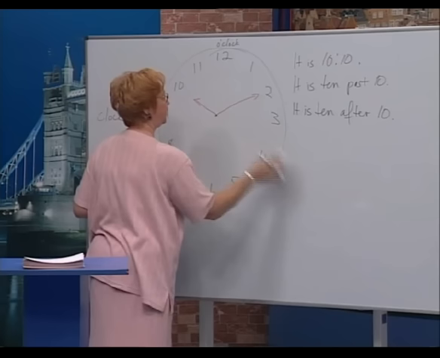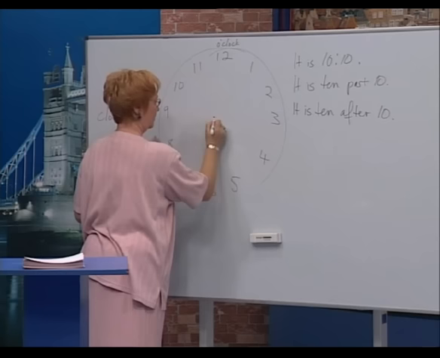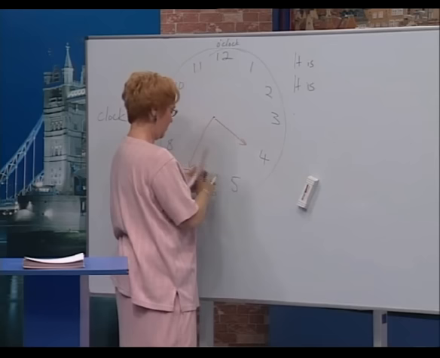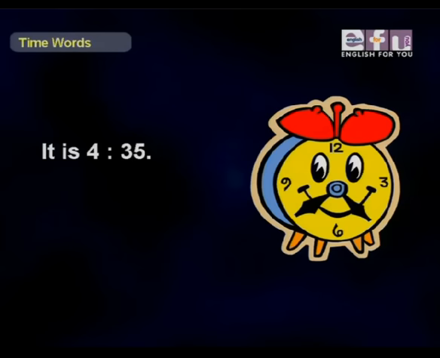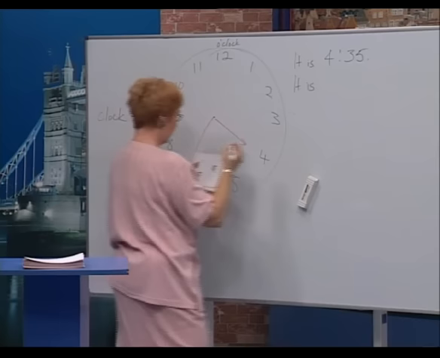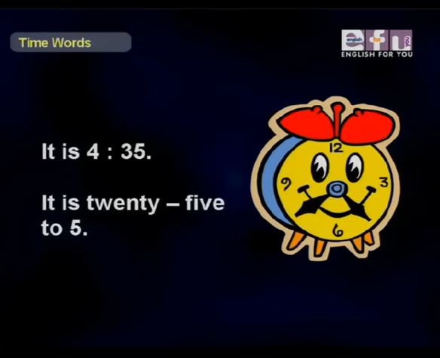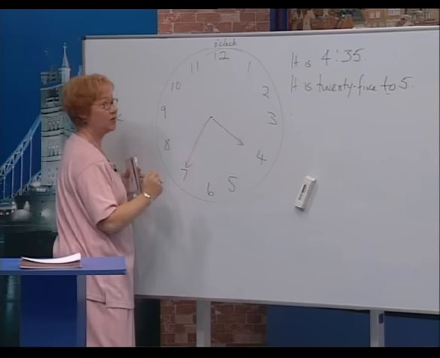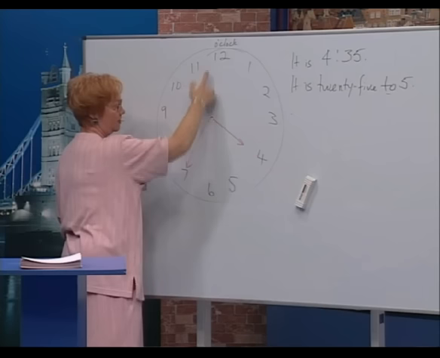Now, here's another one. This is the easy one. 4:35. It is 4:35. Now, this one, we're going this way. It is 25 to 5. It is 25 to 5. All right? It is 4:35. Okay?